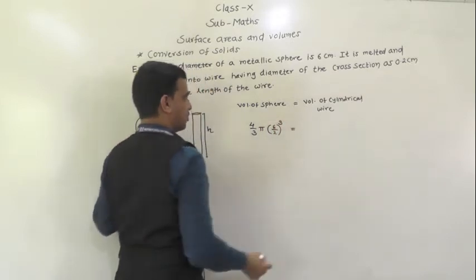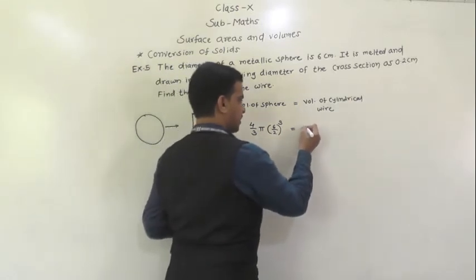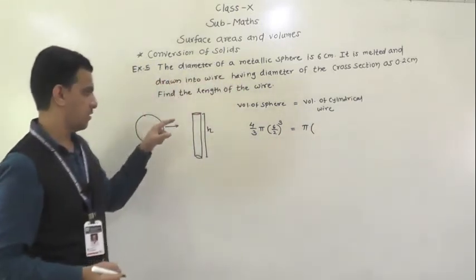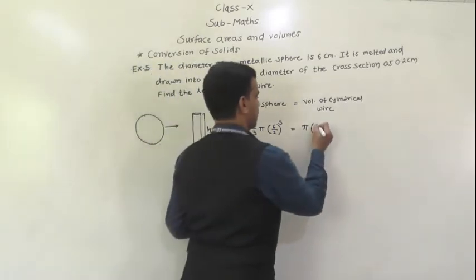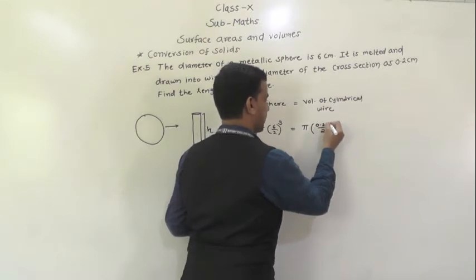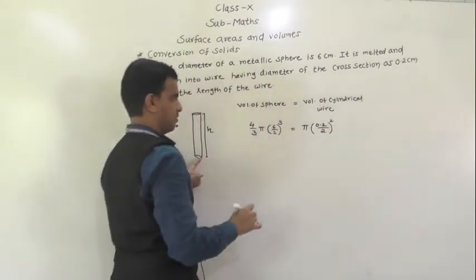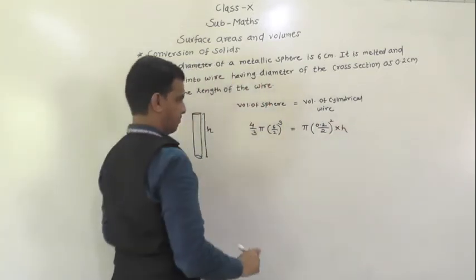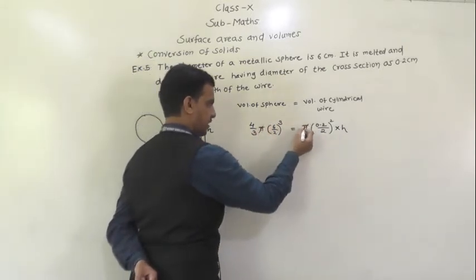4/3 pi r³ is equal to the volume of the cylindrical wire. The volume of a cylinder is pi r²h. Here the diameter of the wire is given as 0.2, so the radius is 0.2 divided by 2, so pi r² and h, that is the length of the wire. So this h we have to find. Okay, so this pi and this pi will get cancelled.